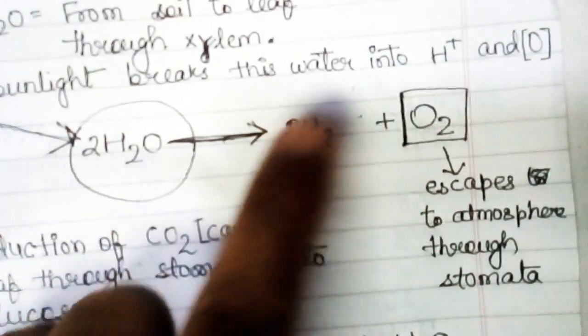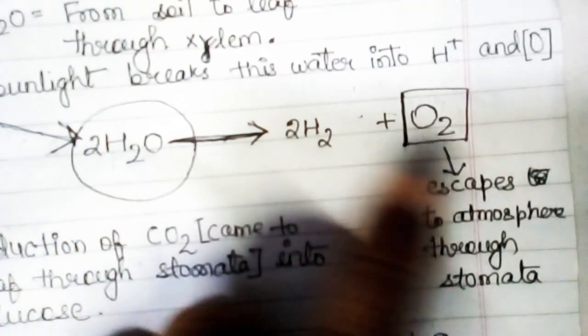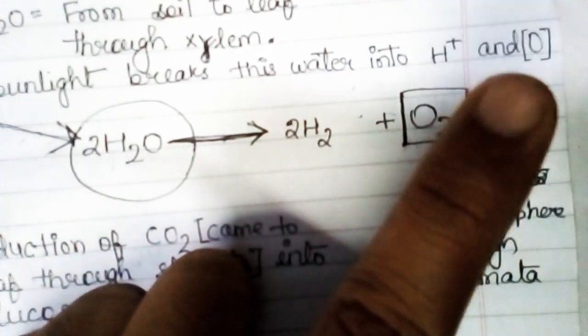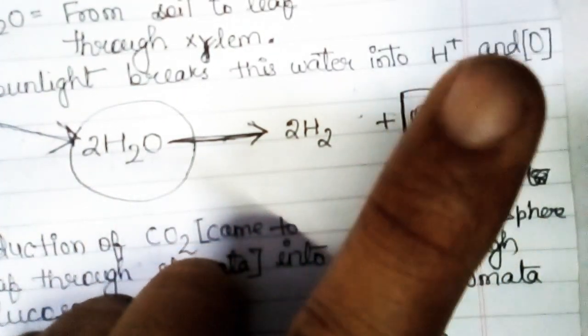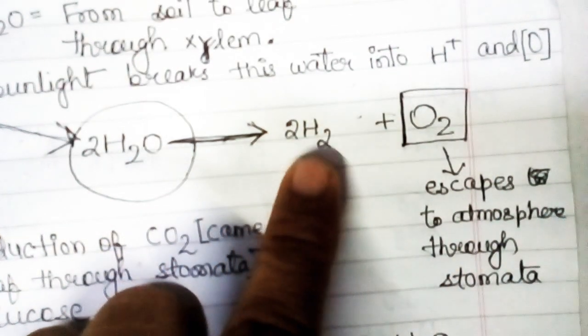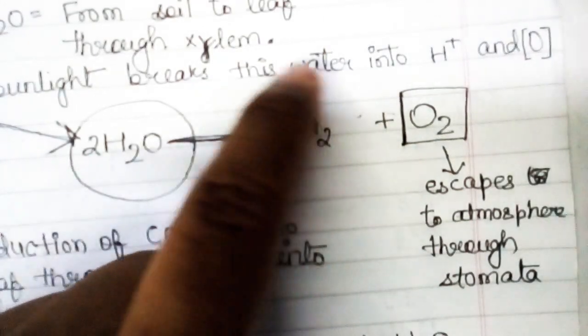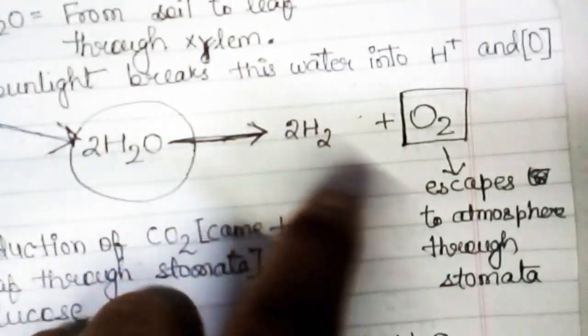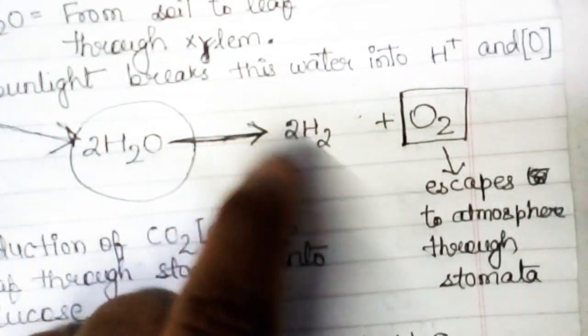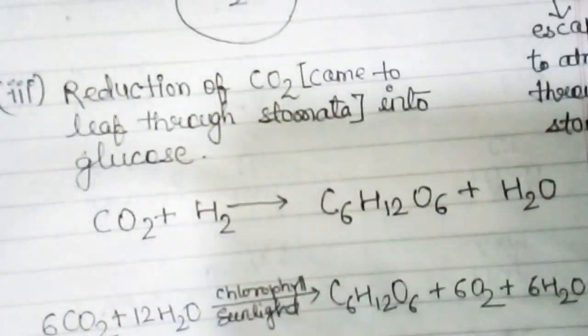Now, as soon as water breaks, it breaks into hydrogen molecule and oxygen molecule. This oxygen molecule escapes. Now what happens with this hydrogen molecule? We will see it later on. So keep it in mind that the hydrogen molecule remains in the leaf. We have to do something with it. Okay, till then we will come to the third step.